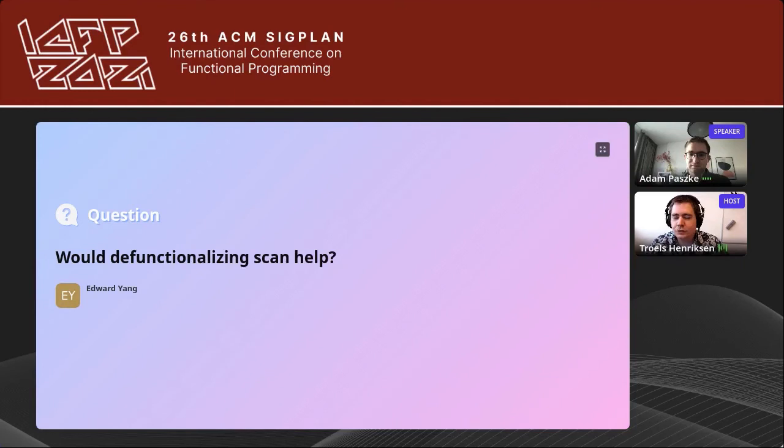So I will follow up with a small question. If you just worry about the asymptotics, then you don't need scan as a primitive. You can write it as a sequential loop, a map, and a scatter. You need some kind of scatter then.